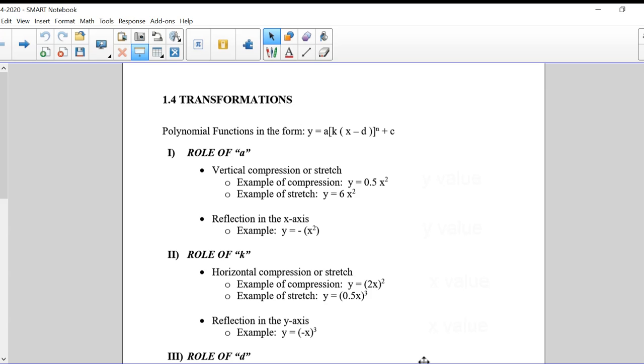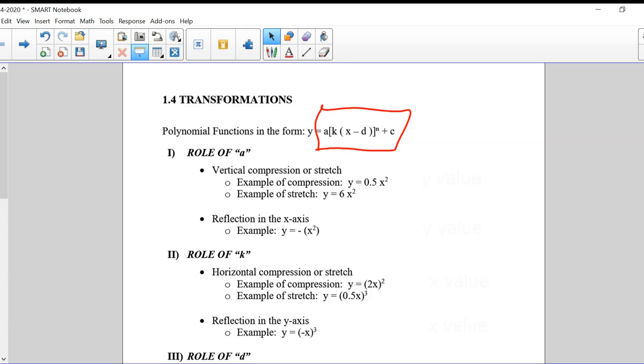So if we had a polynomial function like this, as your typical polynomial function, all of these other parameters could change the way that function looks. So that a in the front, that k inside the bracket, that d inside the inner bracket, and that c on the end, they all do something to the function. Let me describe them one at a time. And again, this should be a refresher for you. This should be stuff you did before back in grade 11.